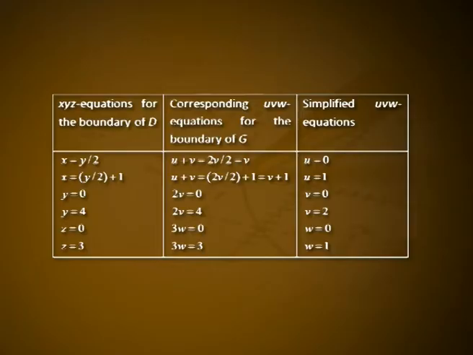Also, we note the following: xyz equations for the boundary of D, corresponding uvw equations for the boundary of G, simplified uvw equations. x = y/2: u + v = 2v/2 = v, so u = 0. x = y/2 + 1: u + v = 2v/2 + 1 = v + 1, so u = 1. y = 0: 2v = 0, so v = 0. y = 4: 2v = 4, so v = 2. z = 0: 3w = 0, so w = 0. z = 3: 3w = 3, so w = 1.